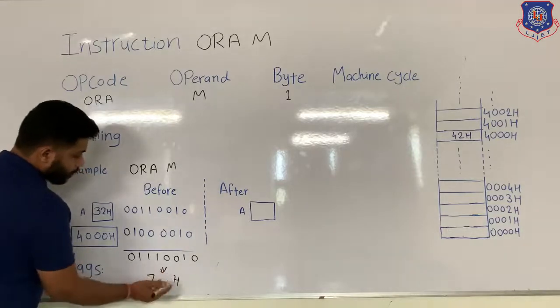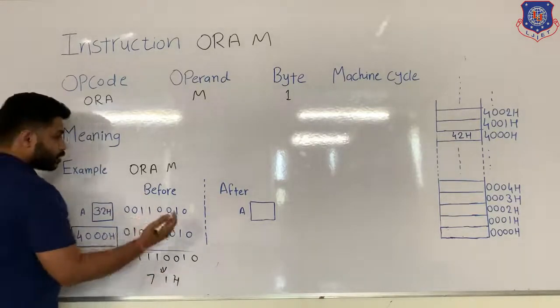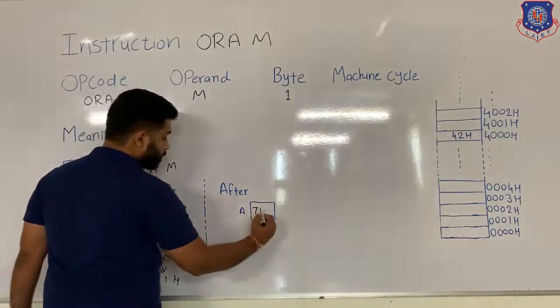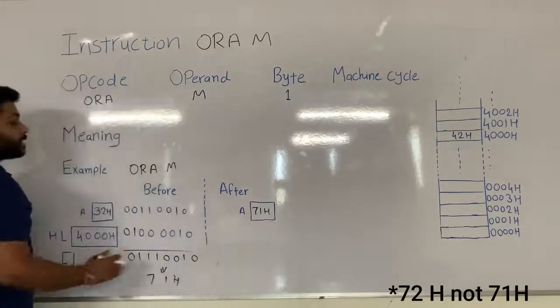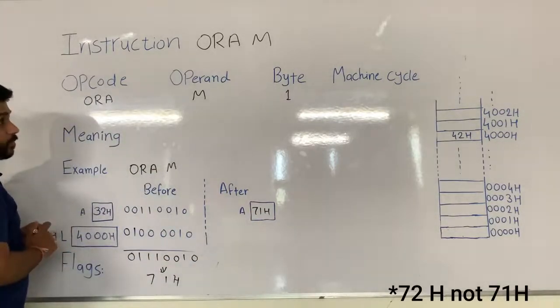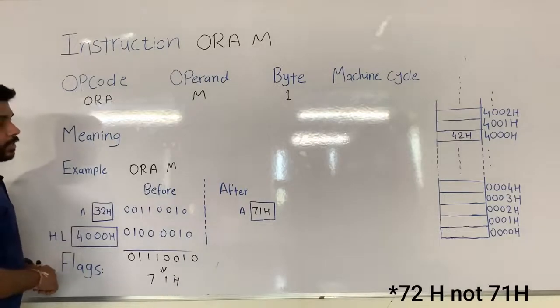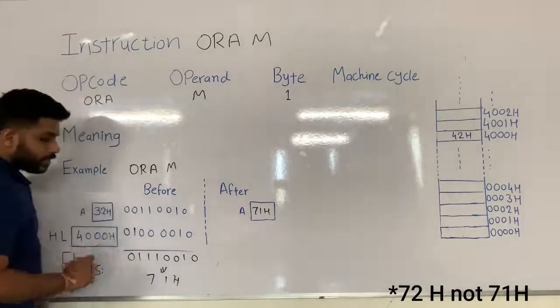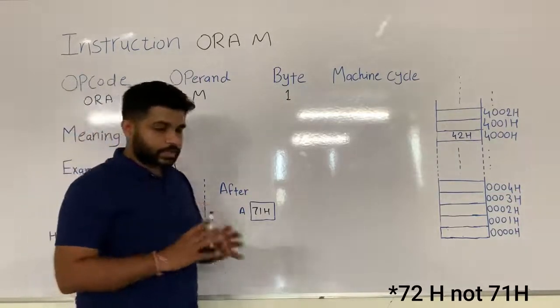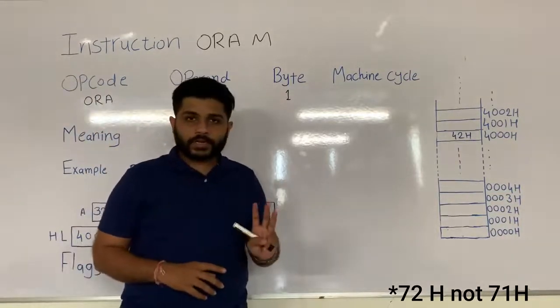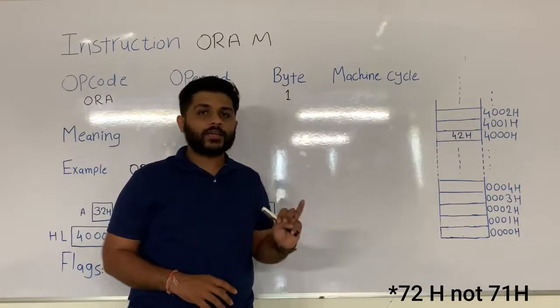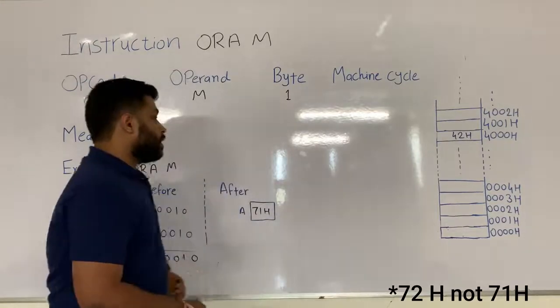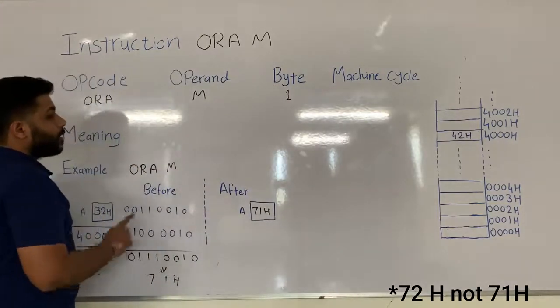You will get 71H, and the answer will be stored in the accumulator. So after the execution of the instruction, in the accumulator we will get 71H. Now let's see the flags. Because this instruction is a logical instruction, 3 flags will be affected, that is the sign flag, zero flag and the parity flag. Now let's see the machine cycle.